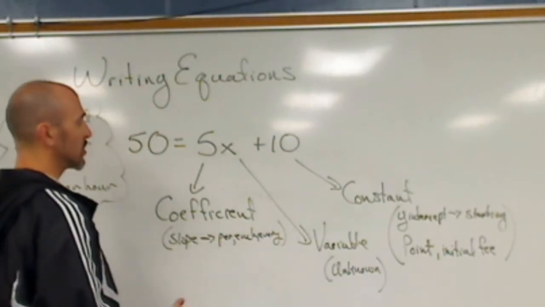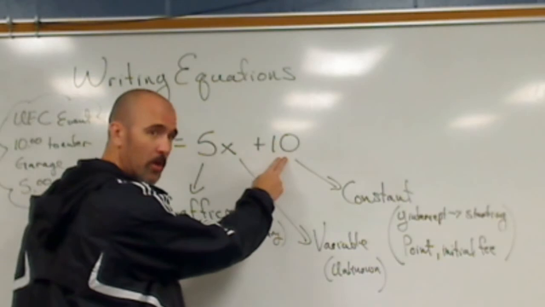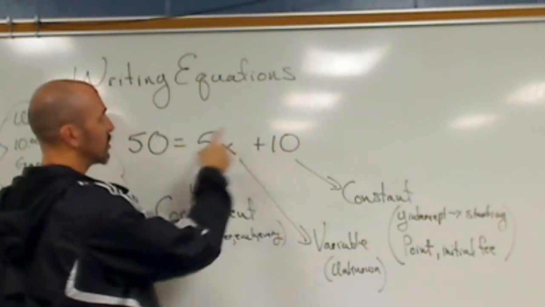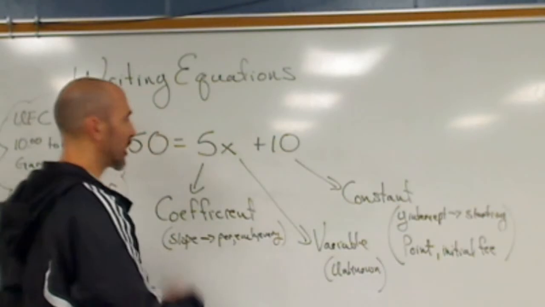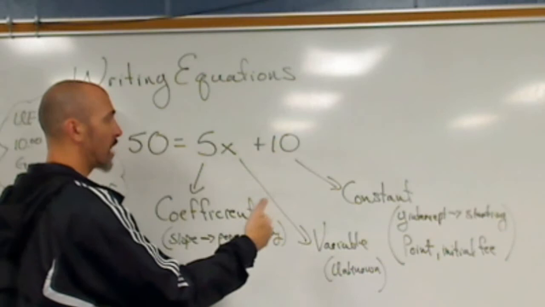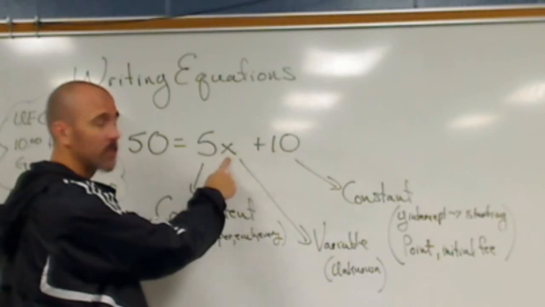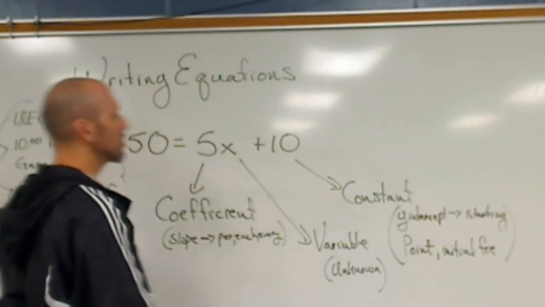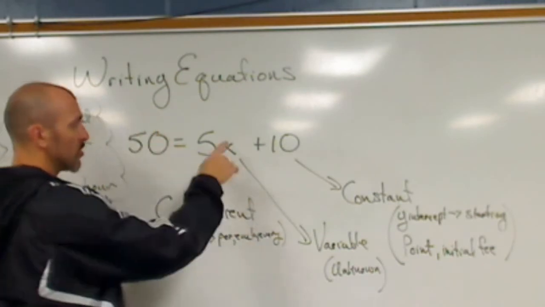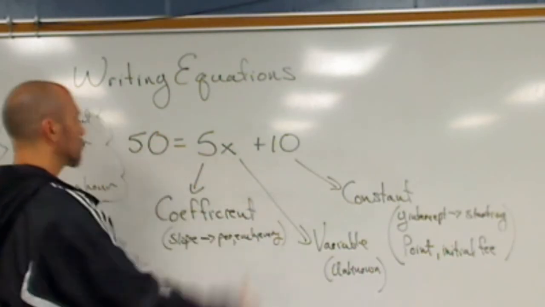So in this case, we said, okay, we have to pay $10 to get in the parking garage. Initial fee, startup point, that's our constant. And then we had to pay $5 per hour. That keyword per lets us know this is our coefficient. And the per hour, how many hours? Hours is x. That's our unknown. Then they'll end with a question, something like, so if we spent $50, how long were we there? In other words, solve for x and figure out how many hours we were there.